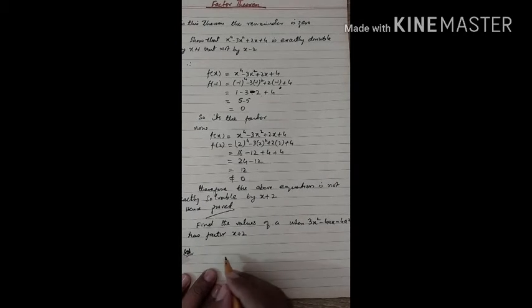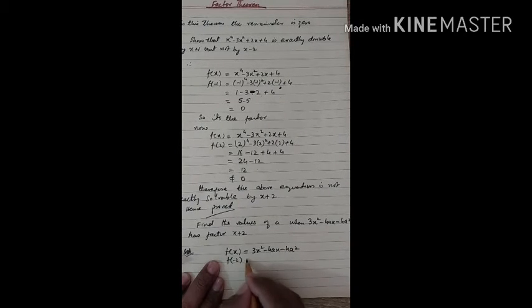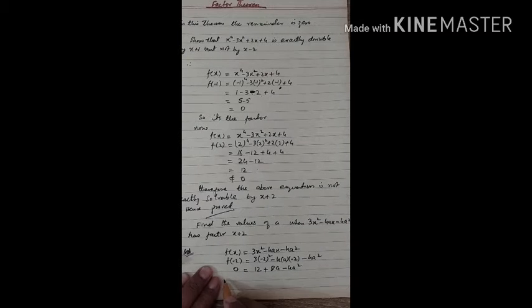Now f(x) is equal to 3x square minus 4ax minus 4a square. So 3 into minus 2 square minus 4a into minus 2 minus 4a square. It will be 4 threes are 12, so I can write directly 12 here. Minus minus plus 8a minus 4a square is equal to 0. Why? Because it's a factor.